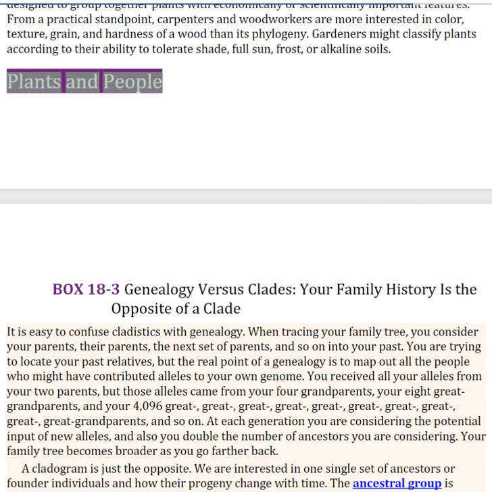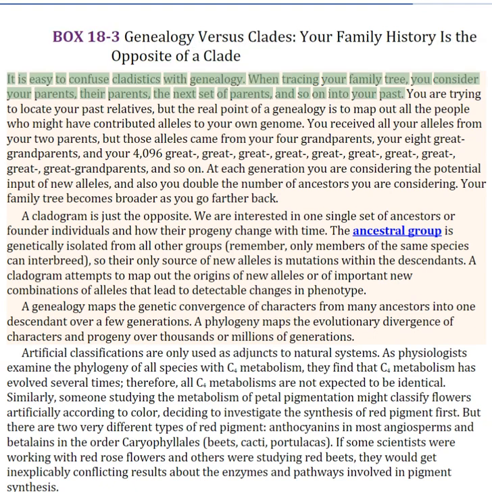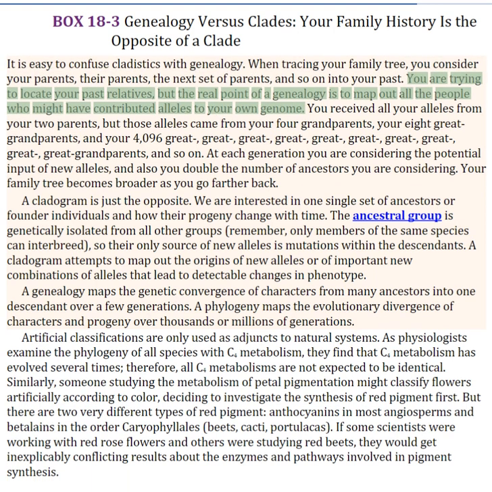Plants and people. Box 18-3: Genealogy versus clades. Your family history is the opposite of a clade. It is easy to confuse cladistics with genealogy. When tracing your family tree, you consider your parents, their parents, the next set of parents, and so on into your past. You are trying to locate your past relatives, but the real point of a genealogy is to map out all the people who might have contributed alleles to your own genome.